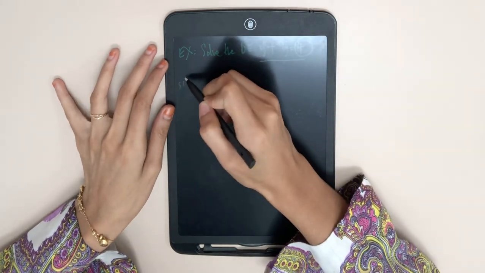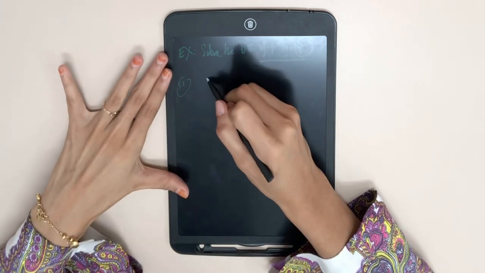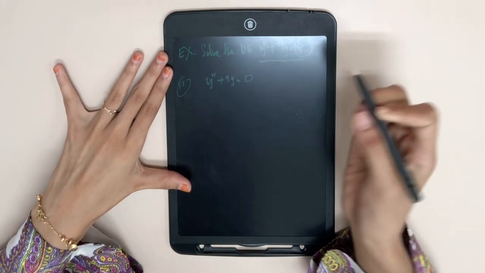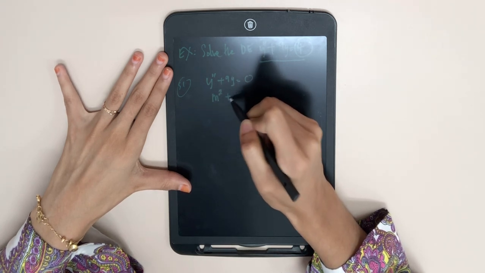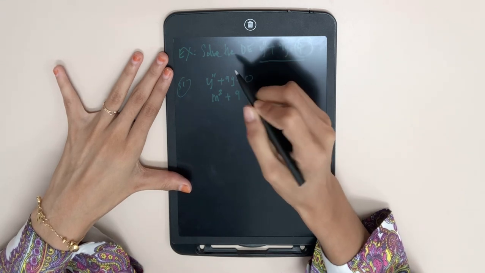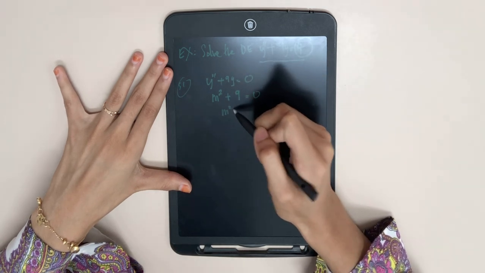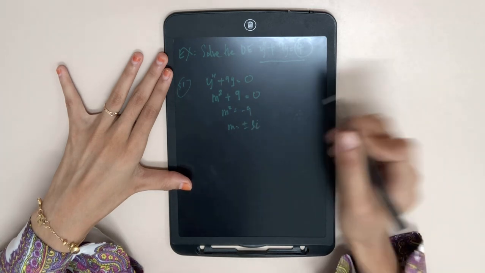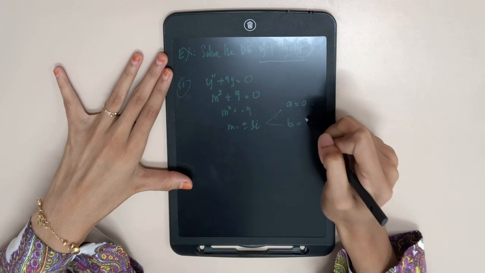Step number 1, you find out the general solution for the homogeneous equation first. So this is your homogeneous equation. Make the characteristic equation here: m squared plus 9 equal to 0. Only 9, not 9m, because this is y, not y prime. So you have m equals plus minus 3i. Therefore your a is 0 and your b is 3.